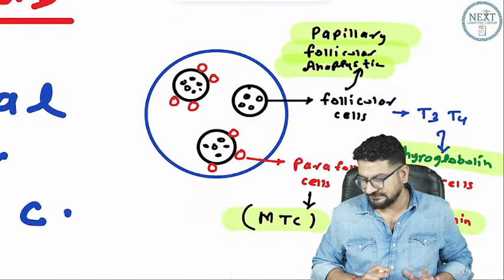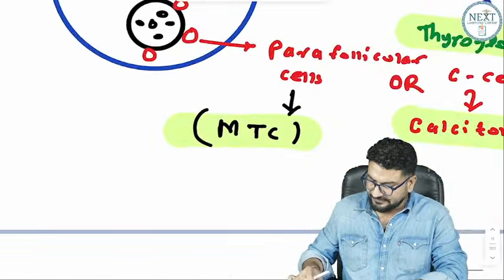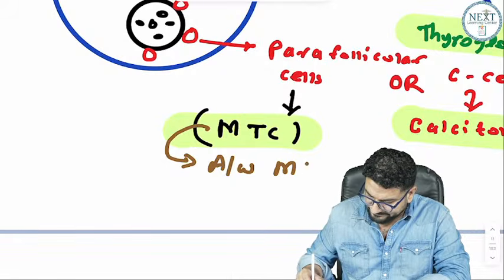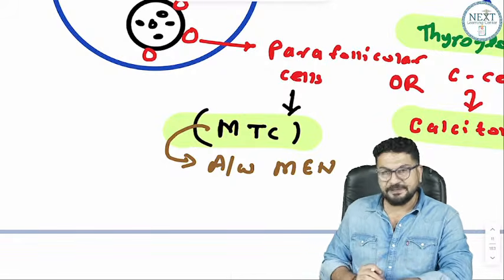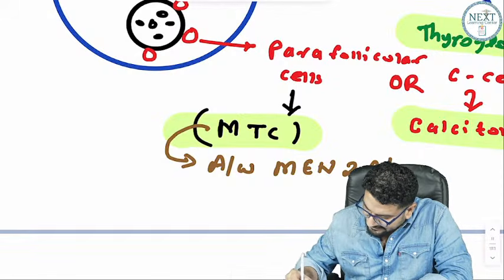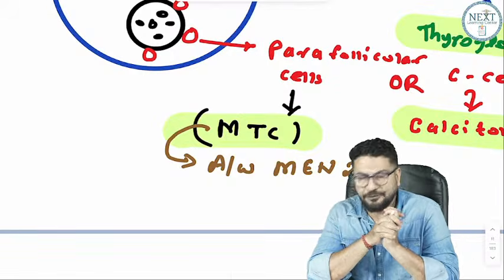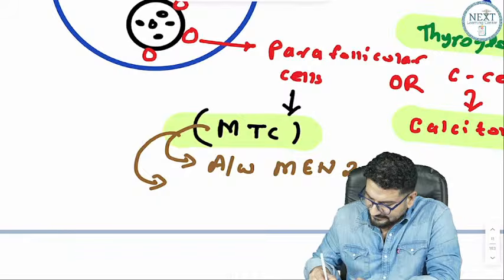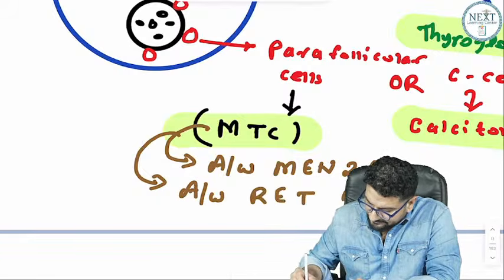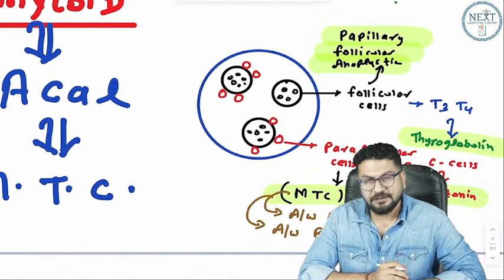Simple. And in this MTC, understand, they ask you two more things. First, this MTC is associated with MEN syndrome. Which MEN? All MEN are not the same. Which MEN? MEN 1, MEN 2A, MEN 2B. MEN 2A and MEN 2B. So it's a part of MEN syndrome, multiple endocrine neoplasia. This MTC is associated with a gene, that gene is called RET gene. Done. So these are the MCQs.